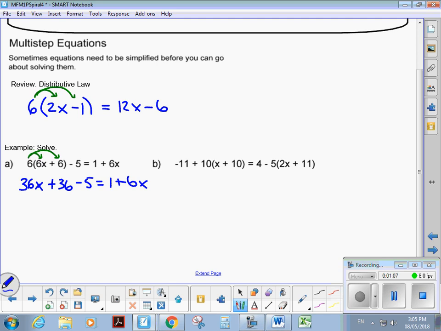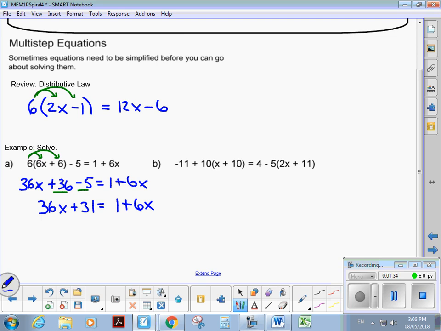Next, I recommend collecting like terms on either side of the equal sign. Those are like terms. When I look at the other side, 1 plus 6x, there are no like terms, so there's nothing to do on that side. So we have 36x, and 36 take away 5 is 31. 1 plus 6x. Now we're down to a multi-step equation, which you did in Spiral 2.